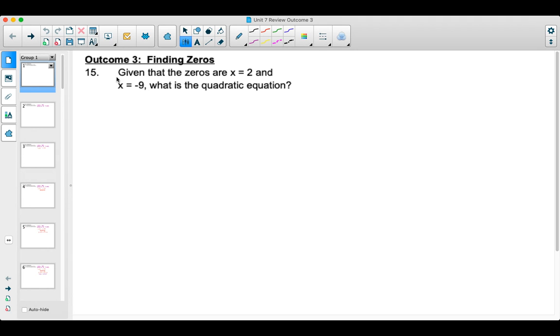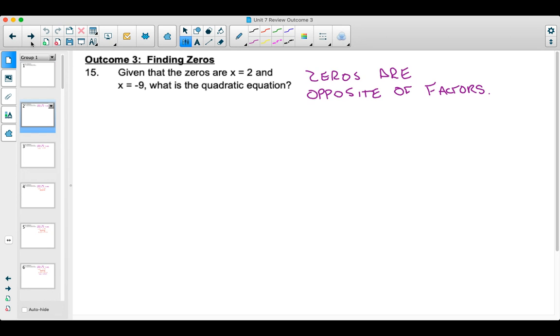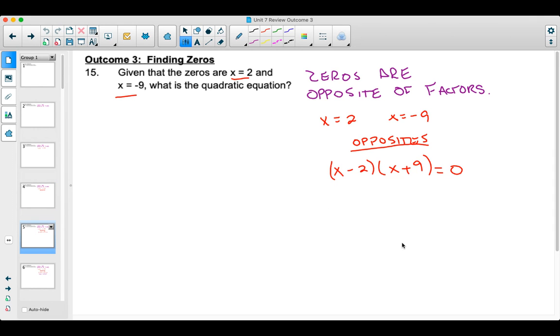And if you remember, finding the zeros are the opposite of the factors that are given. So here in question 15, it says, given that the zeros are x equals 2 and x equals -9, what is the quadratic equation? So the factors are going to be the opposites, and it looks like this. I have x minus 2 instead of the positive 2, times x plus 9 instead of -9, and we put that equal to 0.